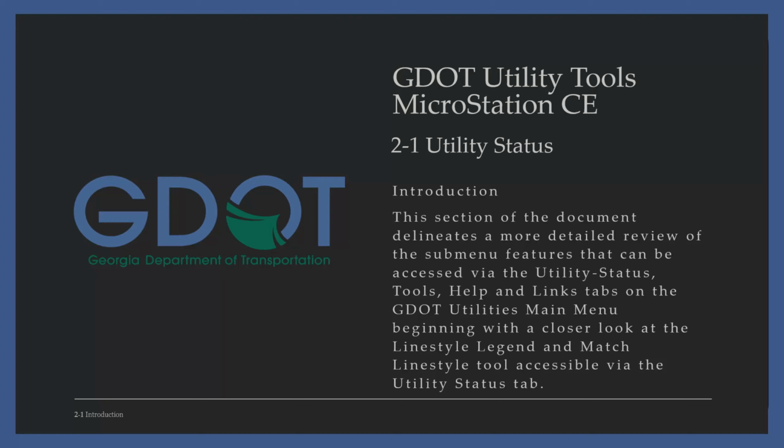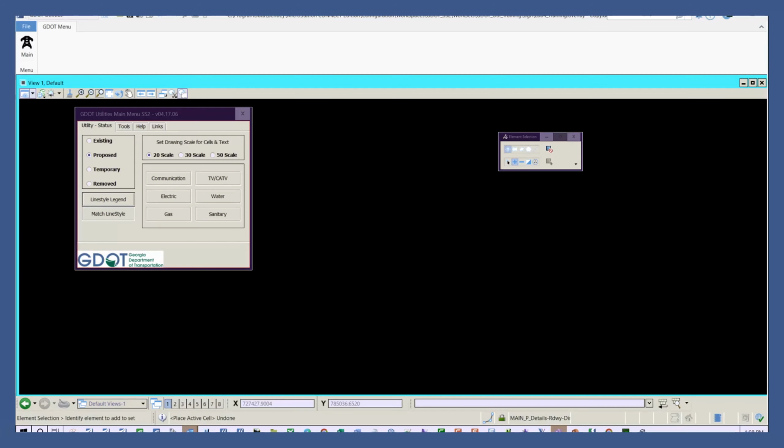This section of the document delineates a more detailed review of the submenu features that can be accessed via the Utility Status, Tools, Help, and Links tabs on the G.Utility's main menu, beginning with a closer look at the Line Style Legend and Match Line Style tool, accessible via the Utility Status tab.